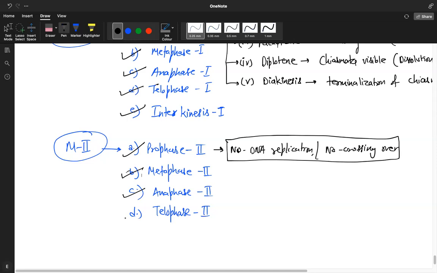Yes, Iram? Decondensed chromatin, reappearance of nuclear membrane, nucleolus, and cell organelles. Yes. And finally, at the end, what will happen? Now, this time we call it cytokinesis. And this is happening in 2 cells. So from 2 cells, finally, there will be 4 haploid cells.